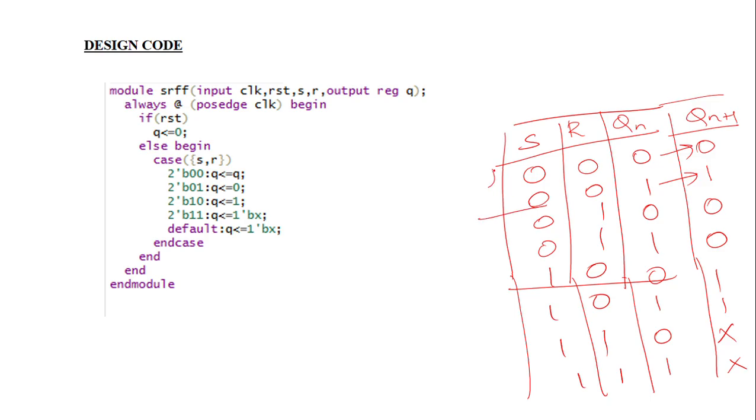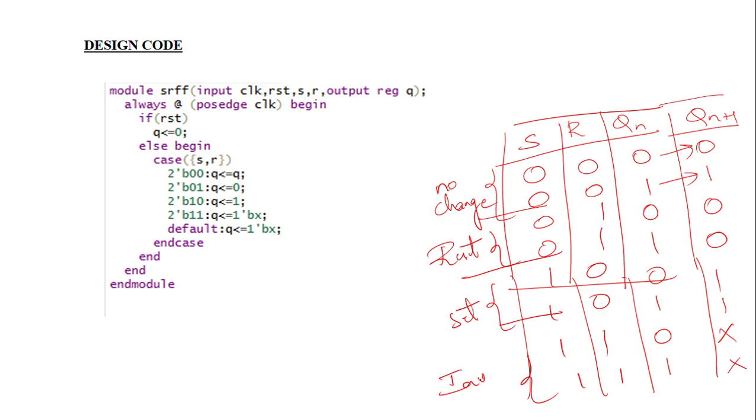For the first condition, the value will be no change. For the second two, the value will be the reset state. For the next two states, the value will be set. And the last two are invalid states. We all know about this functional table of the SR flip-flop. By using this functional table, we are going to discuss the design code.